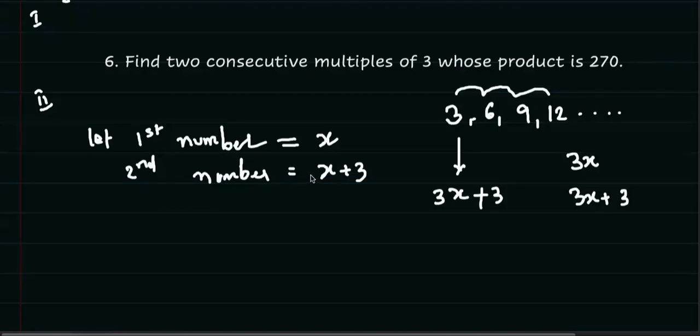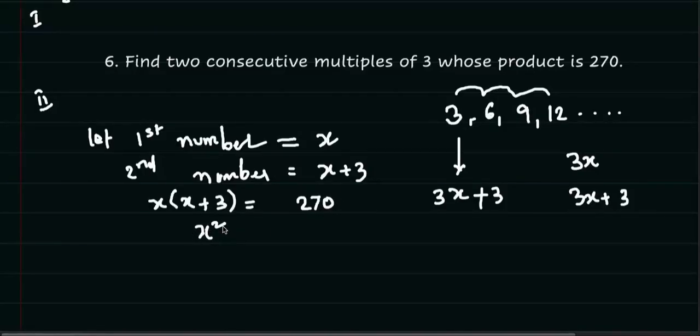Just write. If it is given consecutive multiples of 5, what will you take? x plus 5. If it is given two consecutive multiples of 2, take x plus 2. That's it. Okay. Now the product: x times x plus 3, if you multiply, you should get 270.